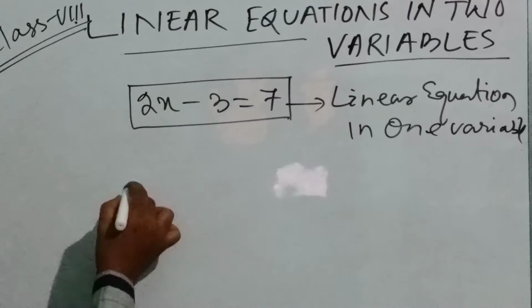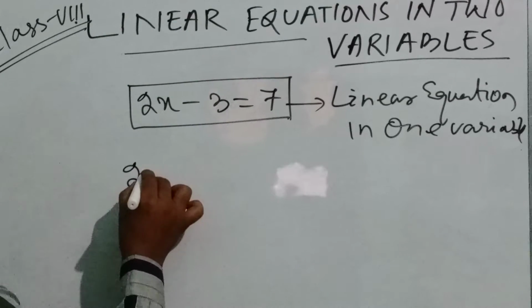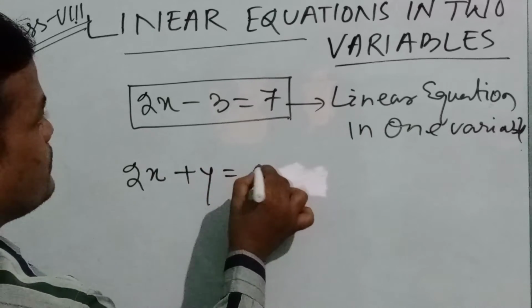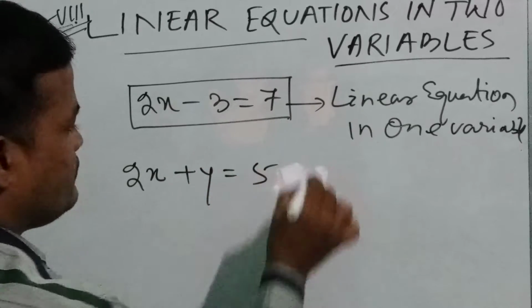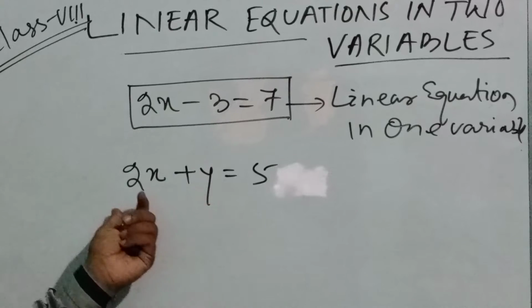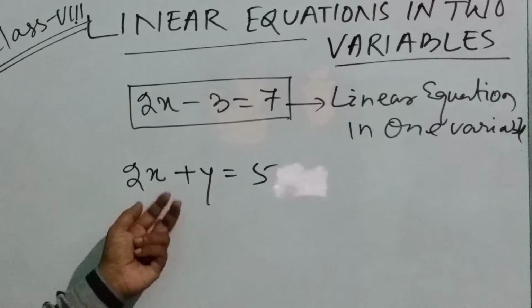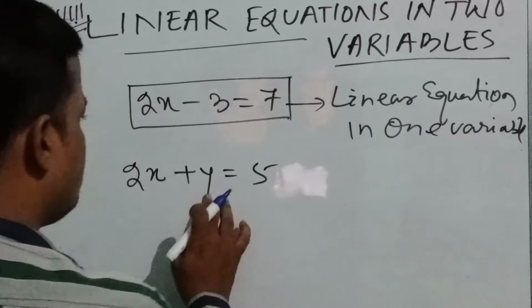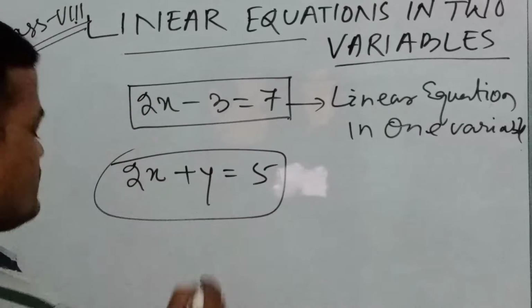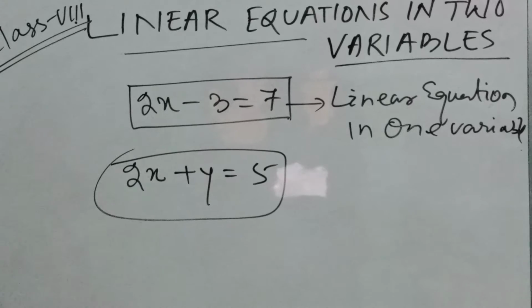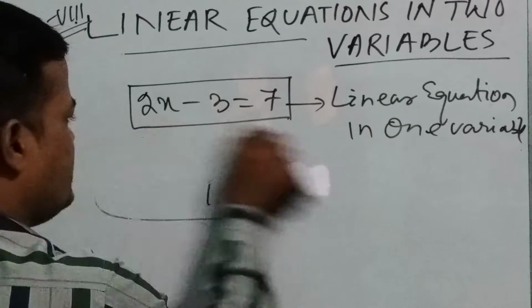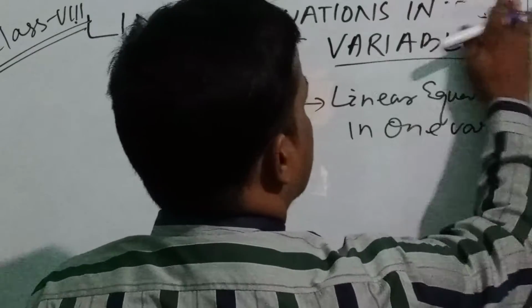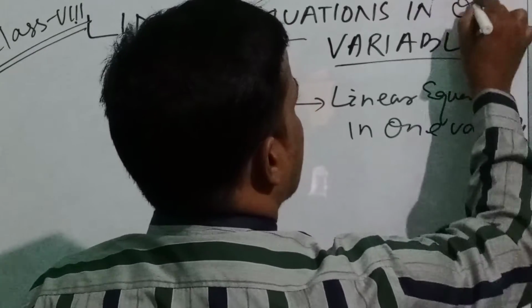Okay, now let us write another one. 2x plus y is equal to, suppose, 5. So this is called what? Another linear equation, in two variables. But we are going to discuss only the linear equation in what? Single variable. That is, we are writing here one variable.